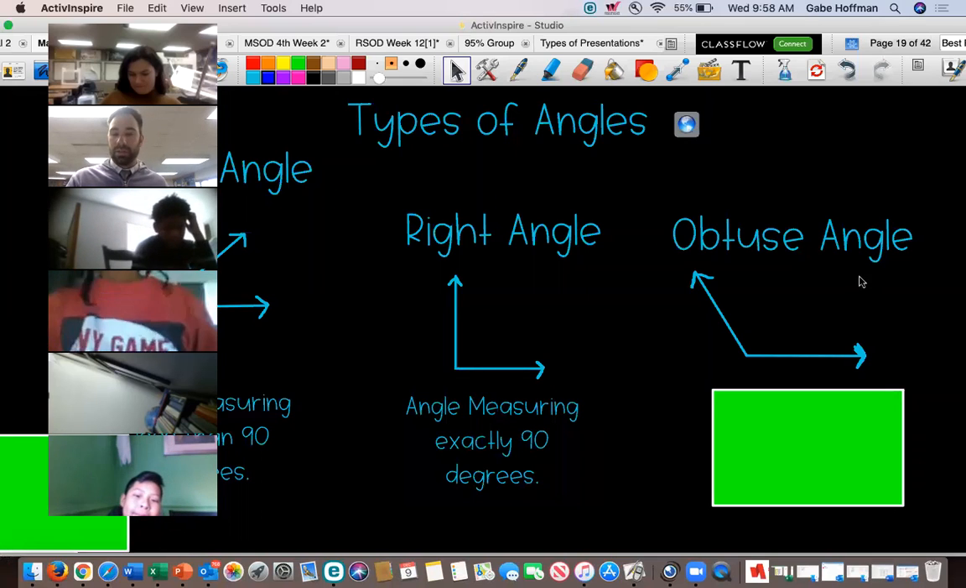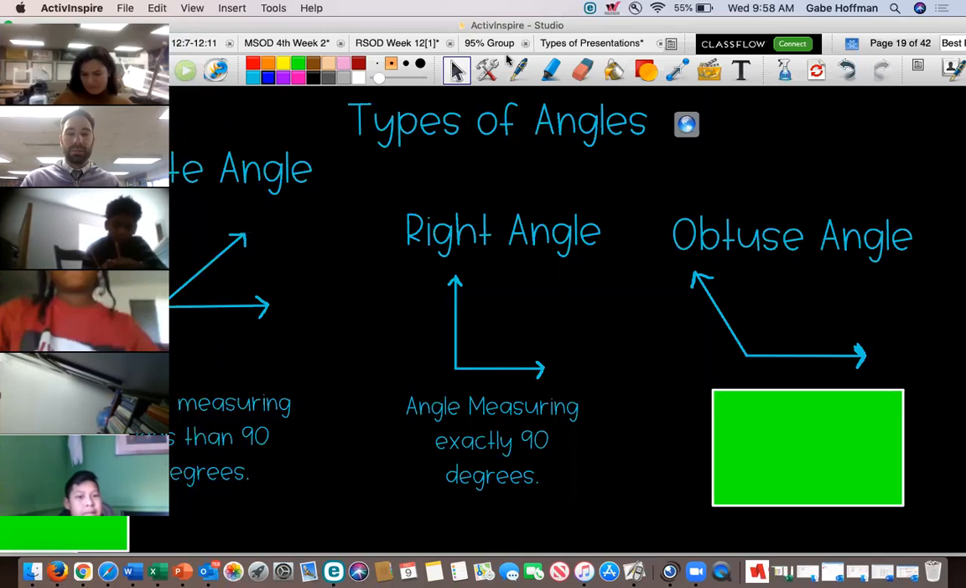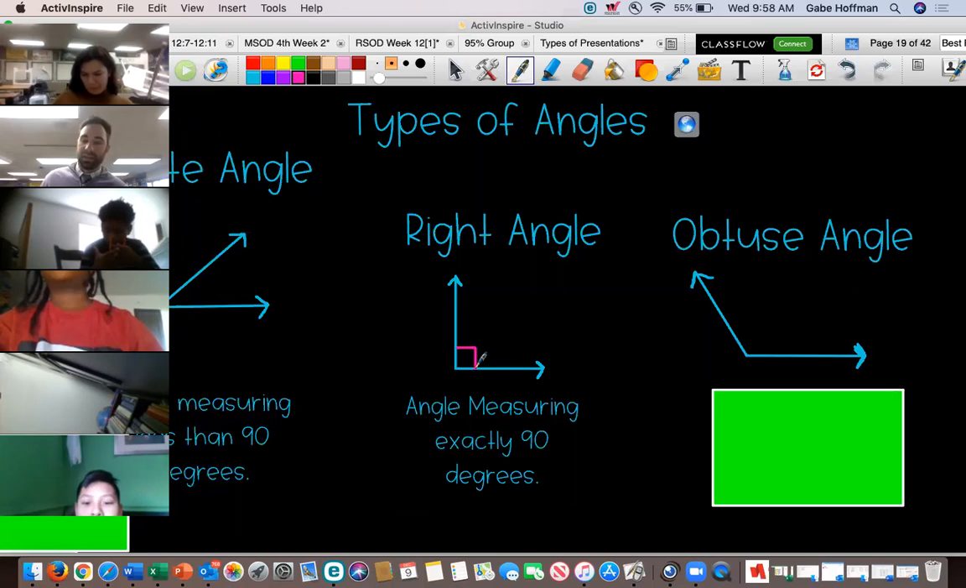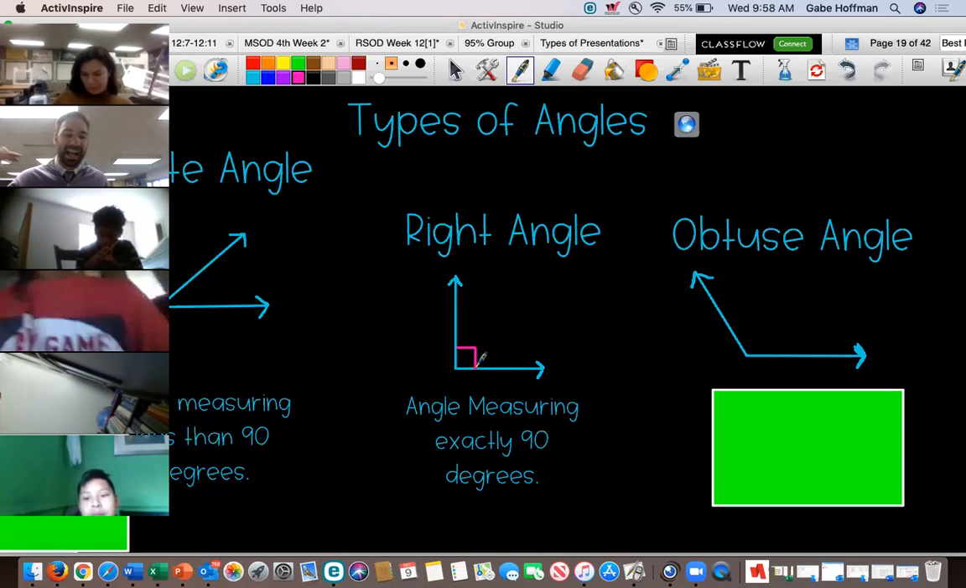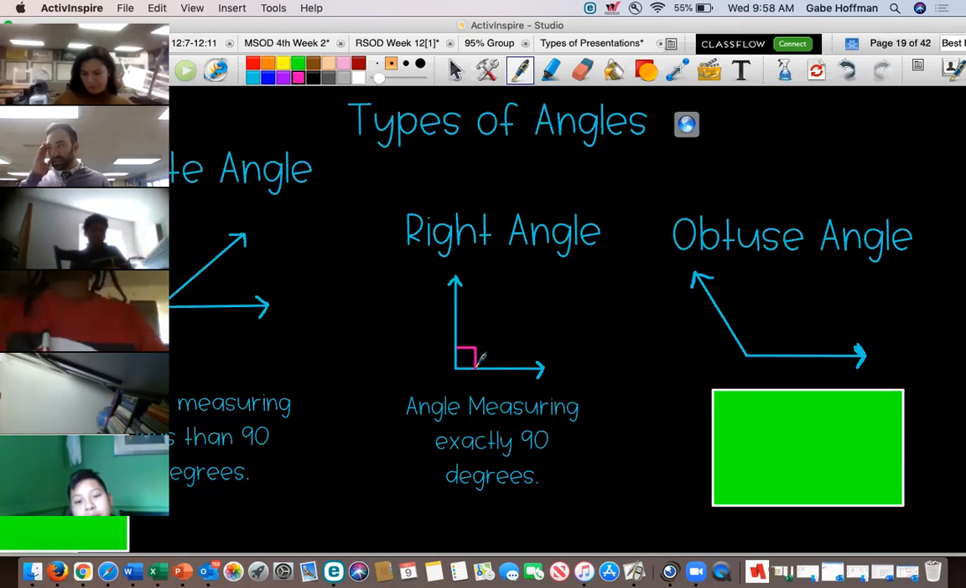Now, as you saw in the video, a lot of the time a right angle will be marked with a little square that looks like this. All right, that's a clue, because a right angle has to be exactly 90 degrees.